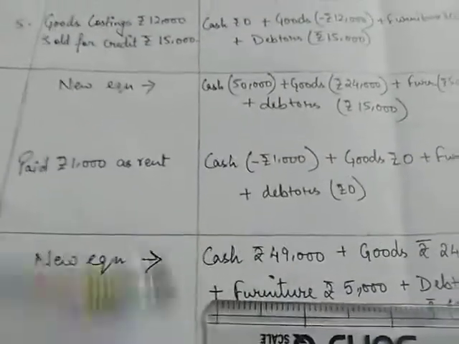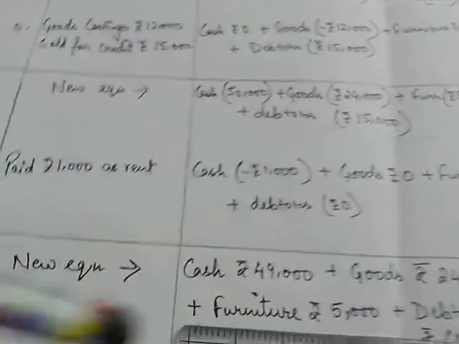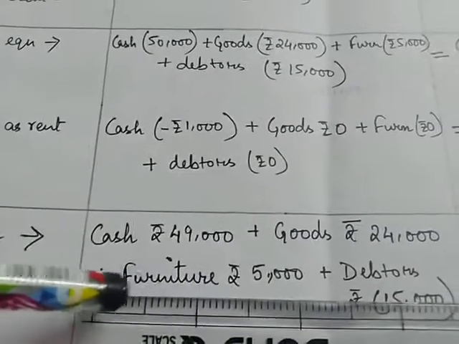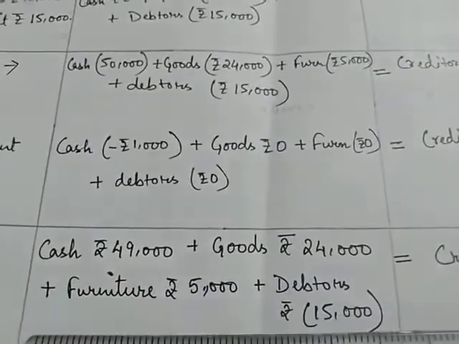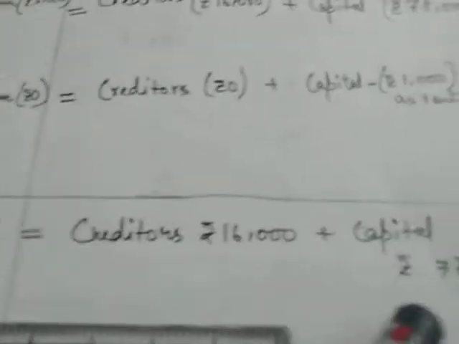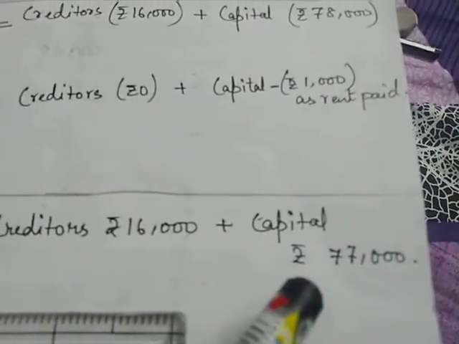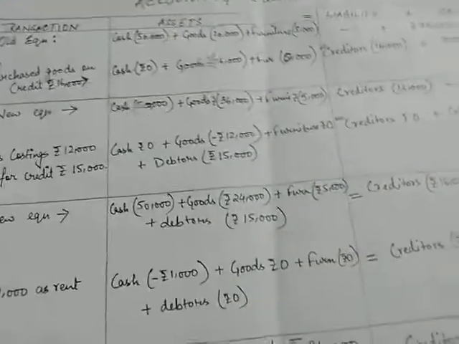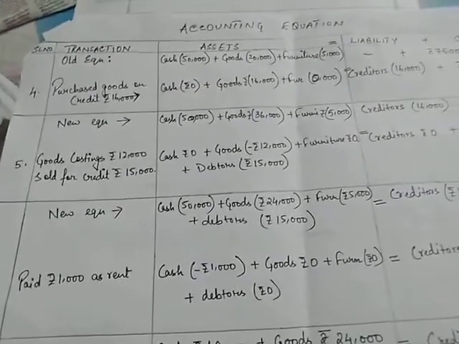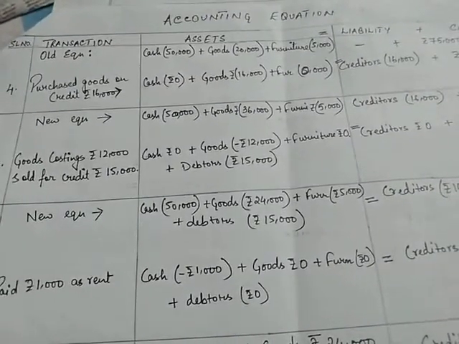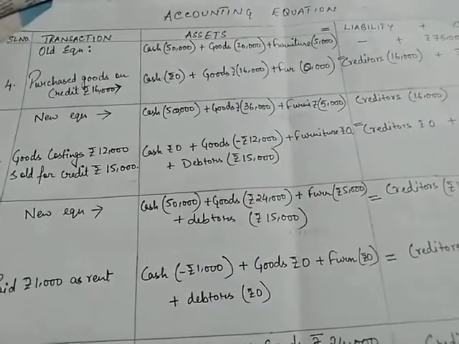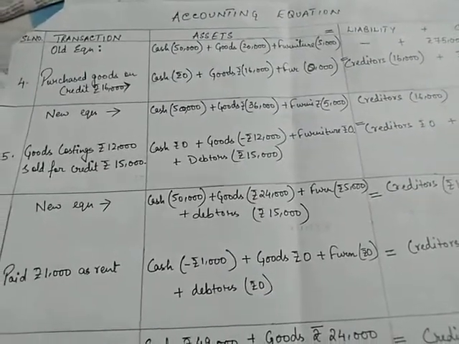Now our new equation is: cash rupees 49,000, goods 24,000, furniture 5,000, debtors 15,000, creditors rupees 16,000, capital rupees 77,000. Now here we come to the end of the sum, and since you know that the accounting equation is a balance sheet equation, we will depict this information in the form of a balance sheet. So let us go to the balance sheet now.